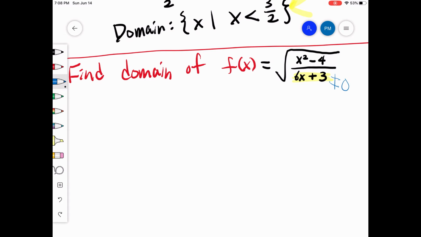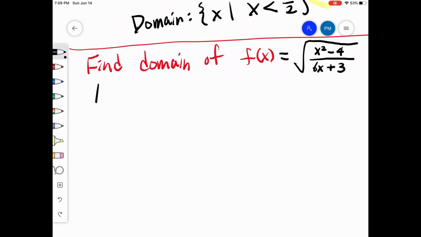And some people might want to look at the top also and go, well, this is a square root, so maybe this x squared minus 4 should be greater than 0. Well, neither one of these is the correct first step, because this x squared minus 4 over 6x plus 3 is actually one whole piece. You need to treat that as one piece of information. You want to treat that as your overall radicand.